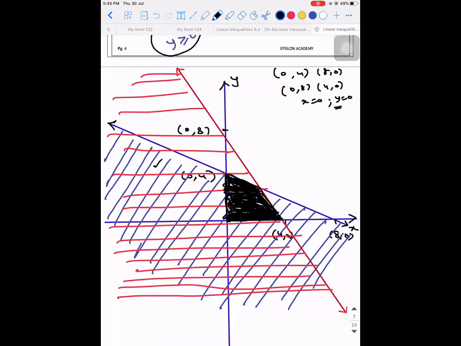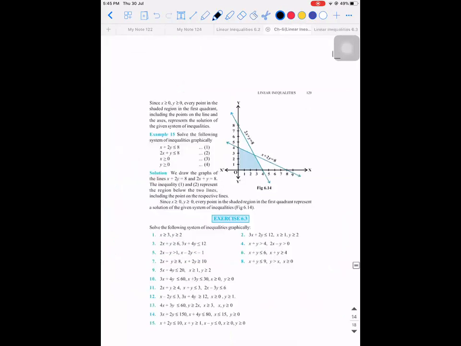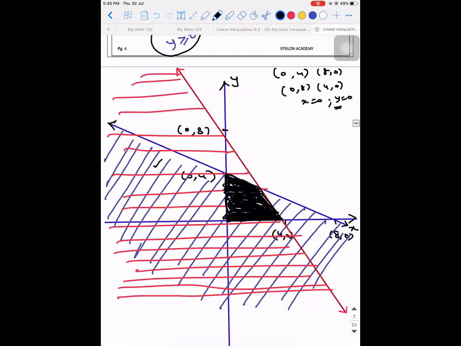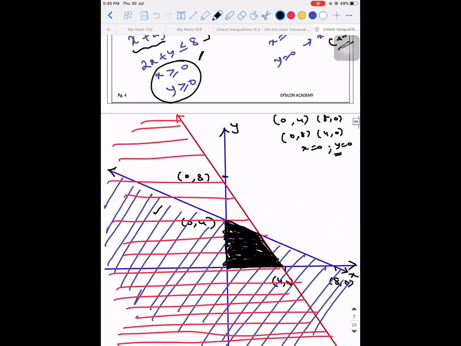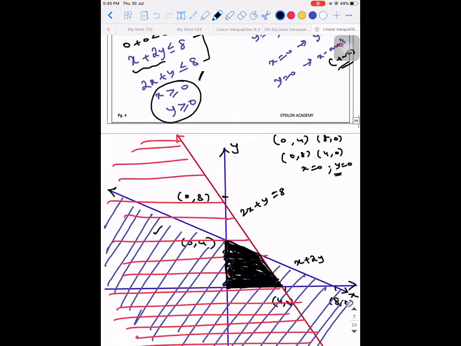So let's check the answer. See. Okay. And what you do is you write the equation of line also. For example, the red color line represents 2x plus y is equal to 8. The blue color line represents x plus 2y. Don't write it as less than or equal to, just write it as 8. Less than or equal to is the shaded region. The equation of line is equal to only. Are you guys clear with this?